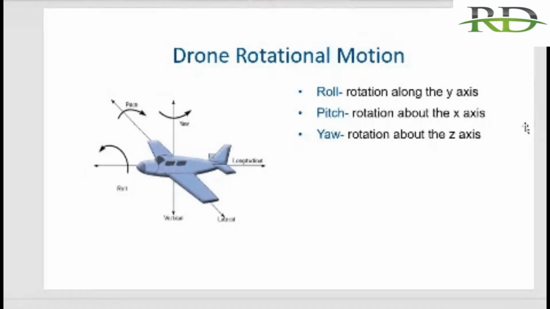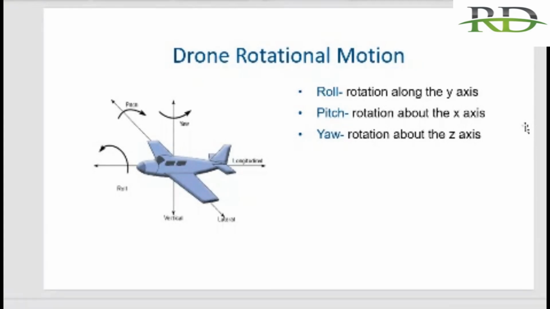This is the drone's rotational motion: roll, pitch, yaw. This is very important. Throttle is the vertical upward and vertical downward movement. Pitch means forward and backward. Roll means tilting left and right. And yaw is the rotation of the drone around the Z axis. We can rotate the drone to the left or right directly. That is yaw left, yaw right. This is some of the terminology we use while flying the drone.